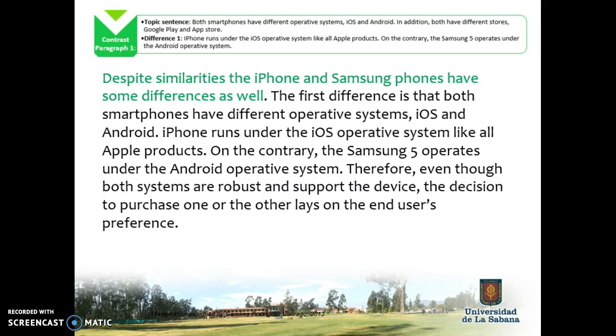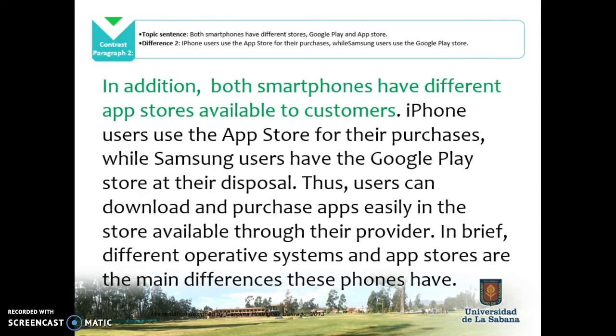In green, you can identify the topic sentence. Remember that good paragraphs have clear topic sentences. In this case, we mention the difference between both phones like this: Despite similarities, the iPhone and Samsung phones have some differences as well. In the second paragraph, also in green, is the second difference between both phones. This is the topic sentence: In addition, both smartphones have different app stores available to customers.